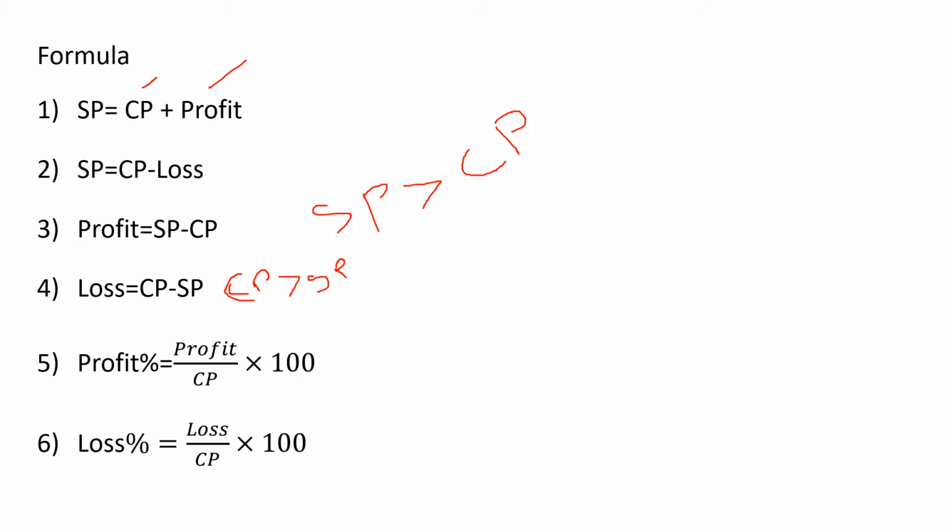Next, profit percentage. How will you find the profit percentage? In the question, what are the things they'll be giving? Profit and cost price. So what is the formula for profit percentage? Profit by CP into 100. Loss means, in the place of profit, write loss by CP into 100.